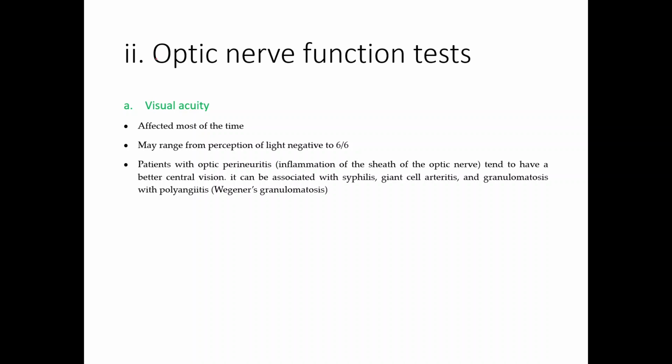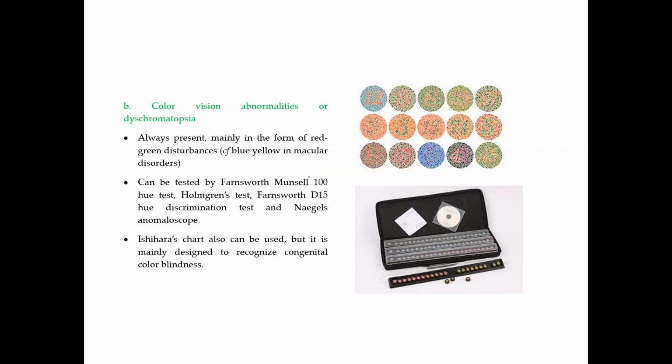So now let's come to optic nerve function tests. We have already discussed visual acuity, visual field, pupillary light reflex and VEP. Okay, so let's discuss one by one. Visual acuity is affected most of the time, so we cannot say how much vision may be affected in a particular optic neuropathy. It can range from PL negative to 6/6. Patients with perineuritis, in the sense there is only inflammation of the sheath of the optic nerve, have very good central vision. So what are the causes of perineuritis? Characteristically seen in syphilis, giant cell arteritis and granulomatosis with polyangiitis. The next is color vision or dyschromatopsia.